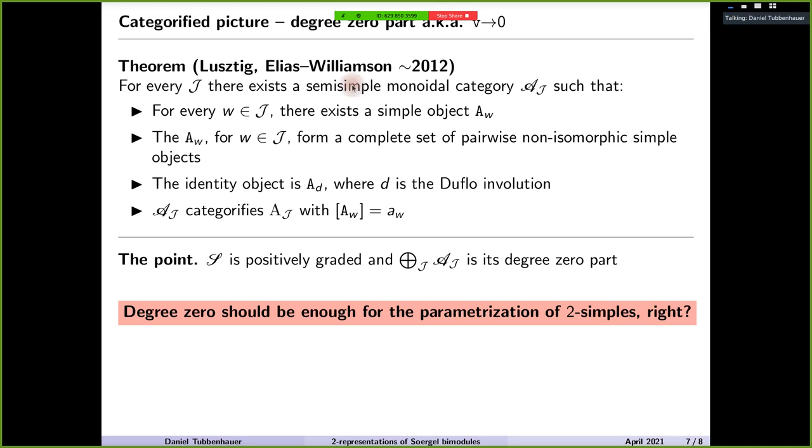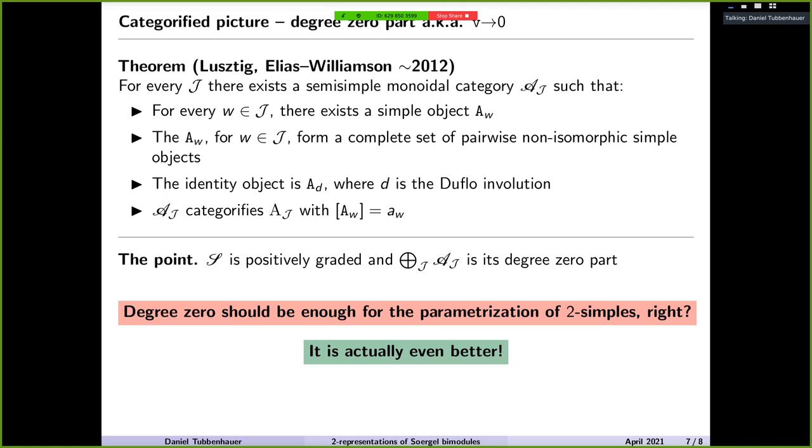This is a semi-simple category. So the easiest type of category in this context you could imagine. So the simple objects, not the indecomposable ones, the simple ones, which are the indecomposable ones because it's semi-simple. Anyway, those categorify this asymptotic limit. And actually, the way you construct it is you realize that Soergel bimodules are positively graded, and this A_J is a degree zero part. Okay, so Lusztig's theorem in this sense is just saying you have a positively graded algebra, and you get a classification of simples by looking at the degree zero part. That's basically what it boils down to in the end.